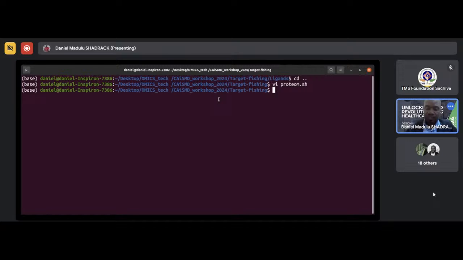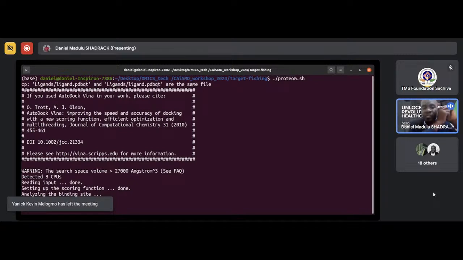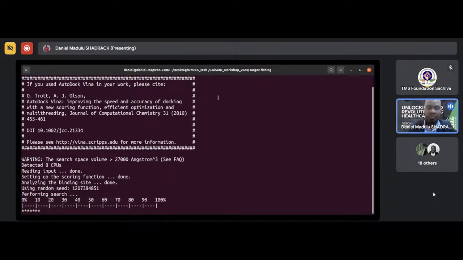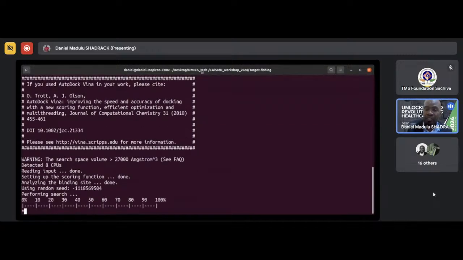So if everything is clear, if everything is well, and everything is clean, I will just allow my screen to take it. That is good. And if everything is okay, then you will see my code. And it has already created a directory for the result. It is now starting with the docking, showing me on the screen what is happening with each of the docks.